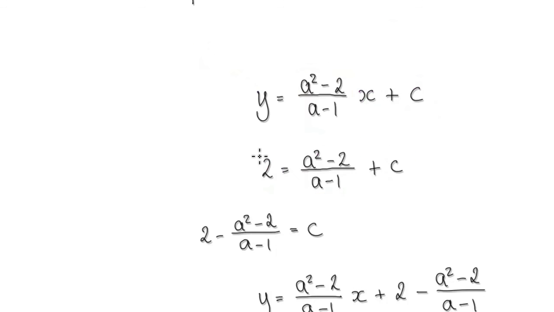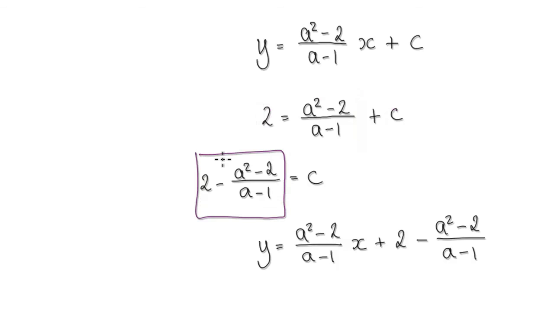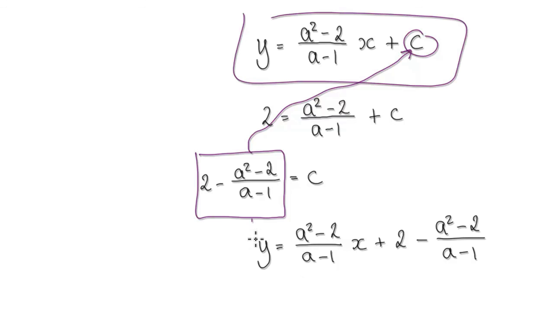So at the moment you've got 3 blocks, 1, 2, 3. So now take away this block from both sides. That will then give you this. So c is given by this. This whole block here is c. So we can now put it back into here. So this equation will then become this.